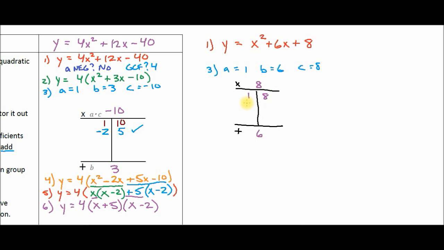Let's try the next combination. 2 goes into 8. 2 times what gives us 8? 2 times 4. So 2 times 4, hang on while I get that written. 2 times 4 gives us 8.